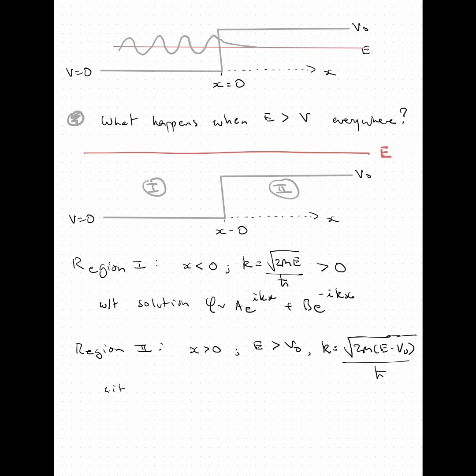And the solutions look like, go like C times e to the i k naught x plus D e to the minus i k naught x. I should call this k naught. Okay.